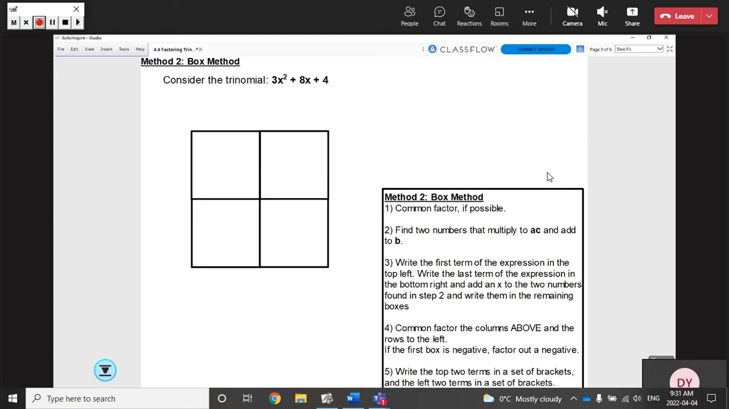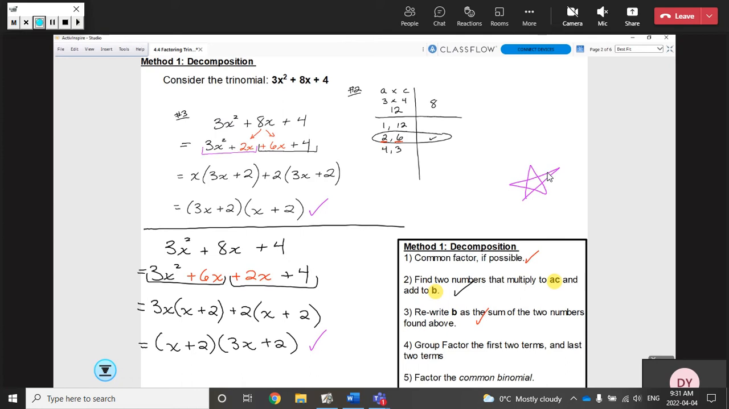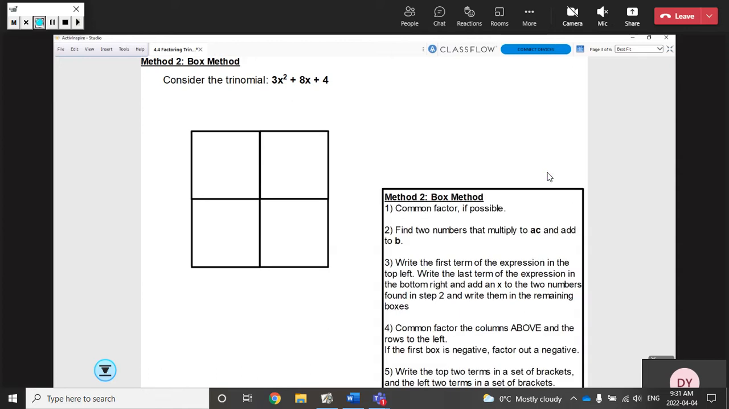I showed you the window method. Well, now factoring is literally undoing FOIL. And if you look over here, we've completely undone FOIL. If you were looking at this backwards, what we've done here is literally undo every single step of FOIL. So this box method, it's the exact same numbers here, right? 3x squared plus 8x plus 4, great.